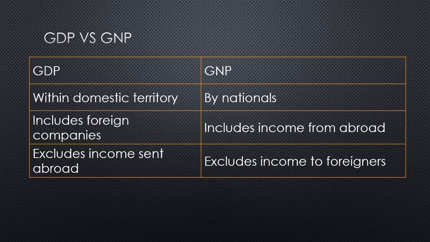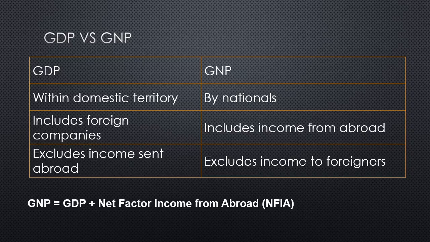Gross domestic product versus gross national product. GDP focuses on where production takes place. GNP focuses on who owns the factors of production. The relation is GNP is equal to GDP plus net factor income from abroad. This difference is frequently tested in prelims.